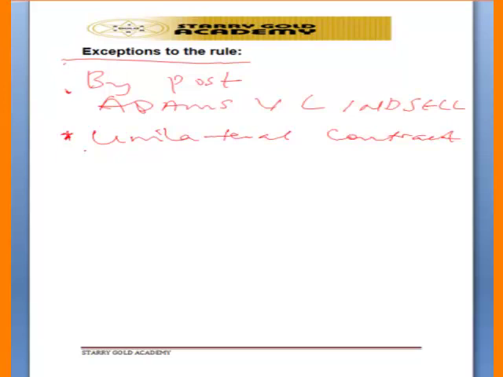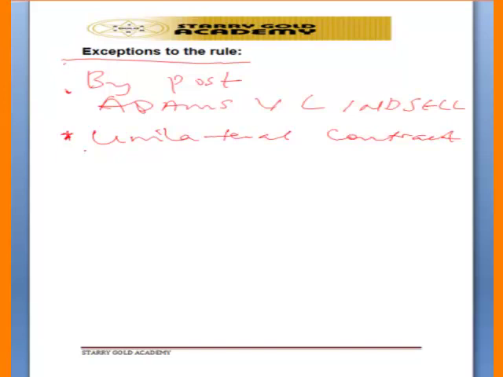So anybody that comes forward is not just coming forward to accept. There is no need for communication of acceptance, but in that case, the performance, the person coming to give that information, is what constitutes acceptance. So it is performance that constitutes acceptance in a unilateral contract.